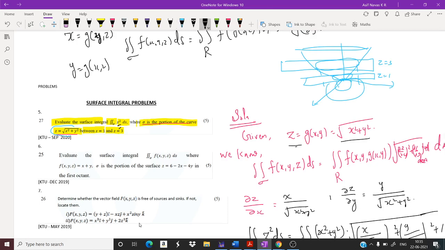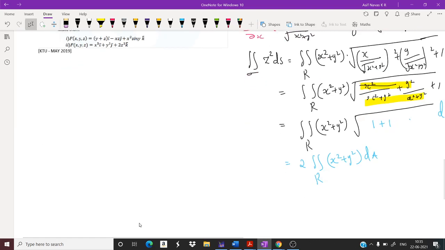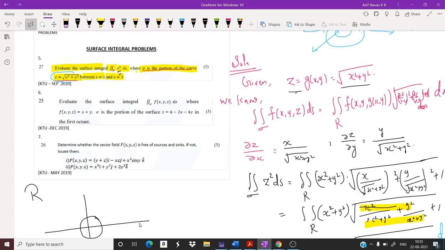So what will be the image? z equal to 3 means root of x square plus y square is equal to 3. So x square plus y square equals 3 square. And this is x square plus y square equal to 1 square. So what will be the region of integration? Z equal to 3 means 3 equals root of x square plus y square. If you square it, you will get 3 square equal to x square plus y square, a circle with radius 3, right?